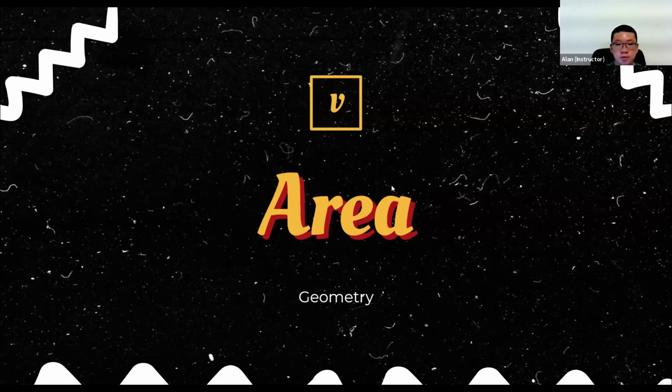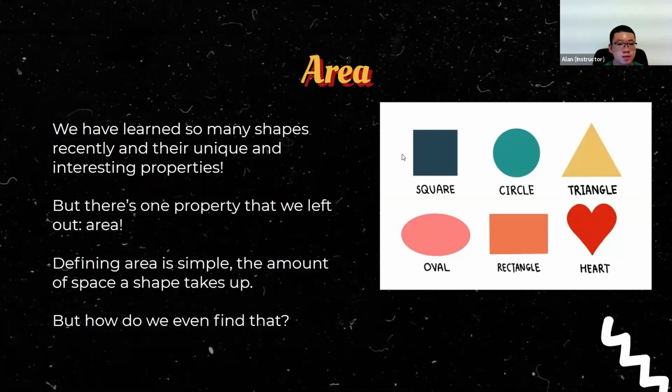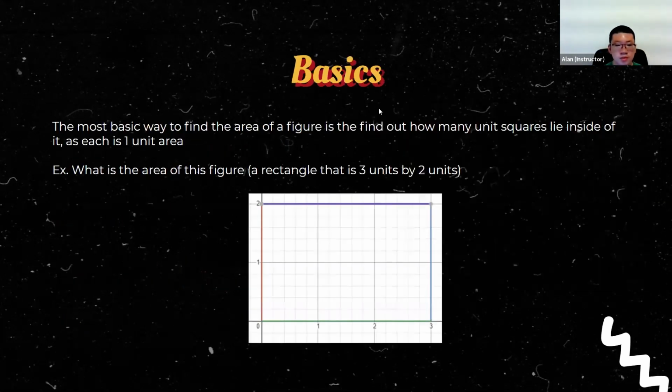So today we're going to be learning about area. What is area? Well, because we've learned so many shapes recently, there's one property that we haven't covered yet, and it's area. So area is the amount of space that a shape takes up. But how are we going to be able to find the area of specific shapes? So the most basic way to find the area of a figure is to figure out how many unit squares lie inside it, as every unit square is one unit area.